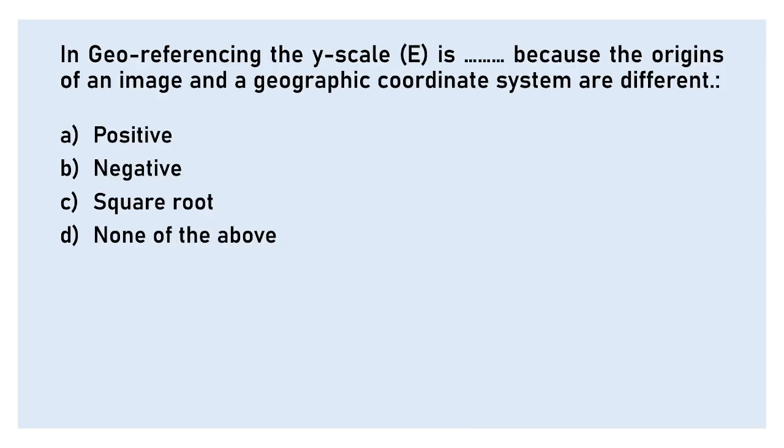In georeferencing, the Y scale is dash because the origins of an image and a geographic coordinate system are different. So because of which the Y scale will be what? Positive, negative, square root, or none of the above. You must be already knowing this since you have submitted the assignment. I'm just refreshing it.